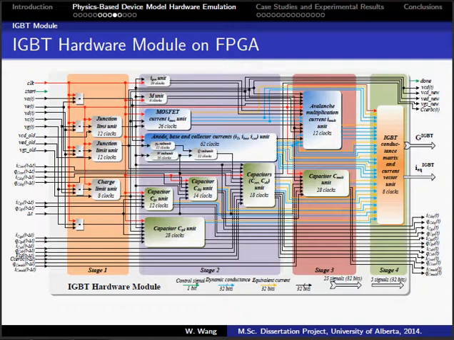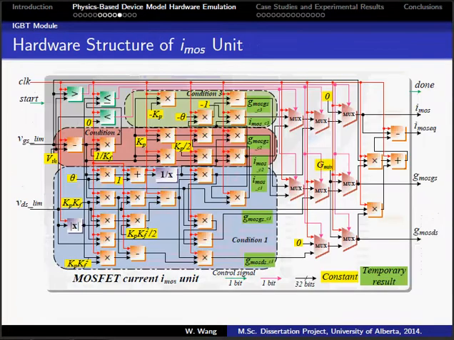In the hardware structure of the IMOS unit, there are 3 comparators and 3 layers of multiplexers, which are used to select the temporary results from the calculation of 3 conditions and send them to the output.